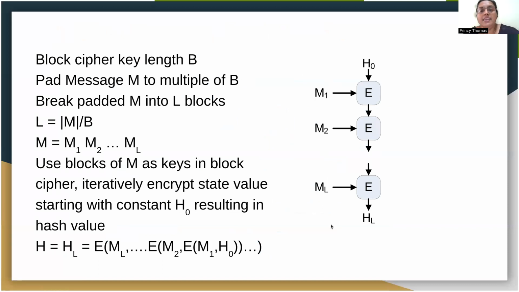How exactly the block cipher is used is shown here in this algorithm. To begin with, the hash is taken as 0, and the first block M1 is given as input to the encryption function instead of the key, and the output of that encryption is taken as the next hash value for the next block M2. This is done for all L blocks, and the final value HL is considered as the hash for the whole message. This is detailed here on the left-hand side.